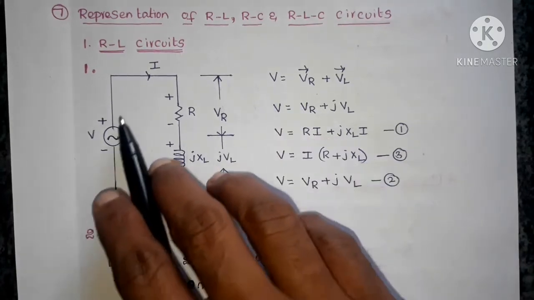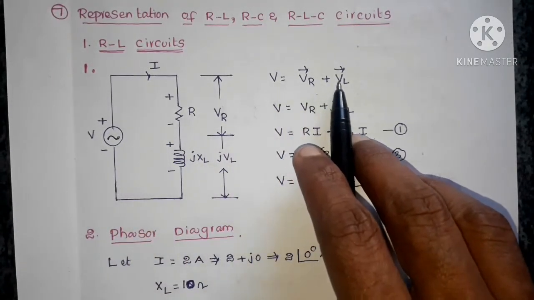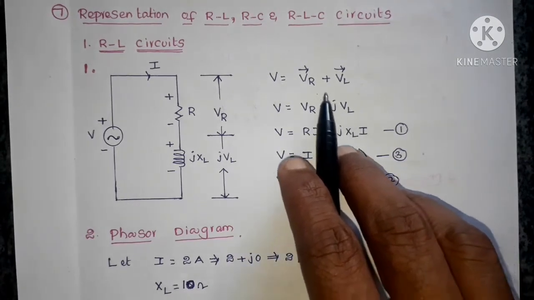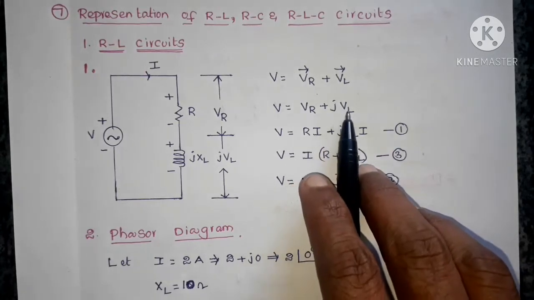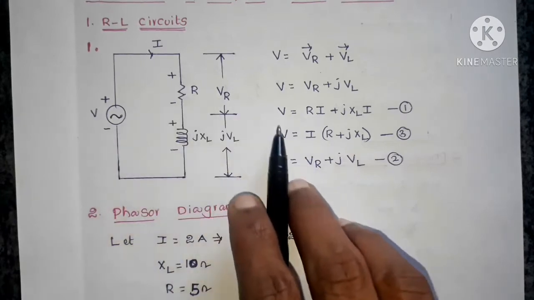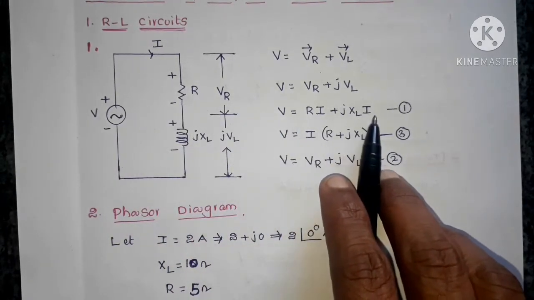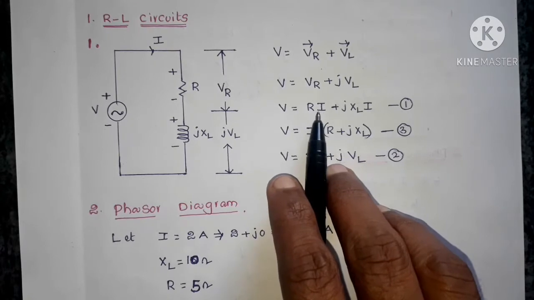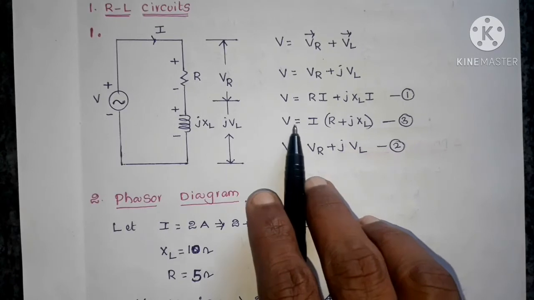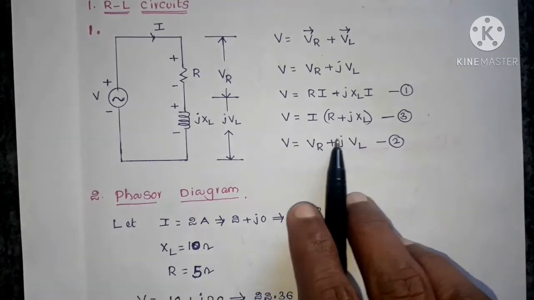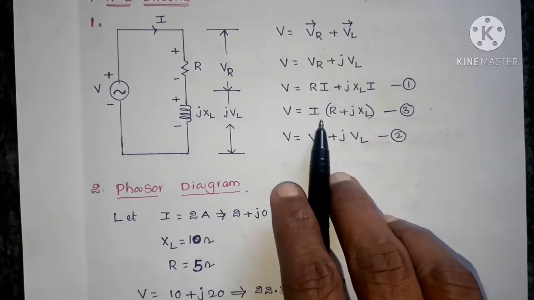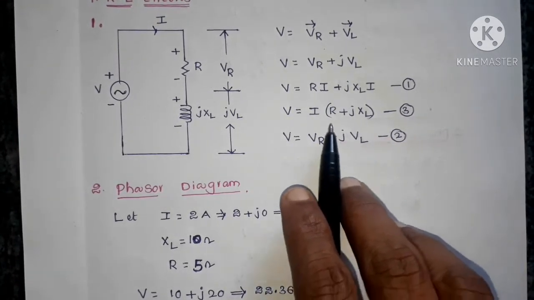Here, if you apply KVL for this loop, V equals VR plus VL, and V equals VR plus jVL. VR is the voltage across the resistor and VL is jVL. Again VR equals R into I and VL equals XL into I. So V equals RI plus jXL I. Taking I as common, V equals I times (R plus jXL). So V equals VR plus jVL.